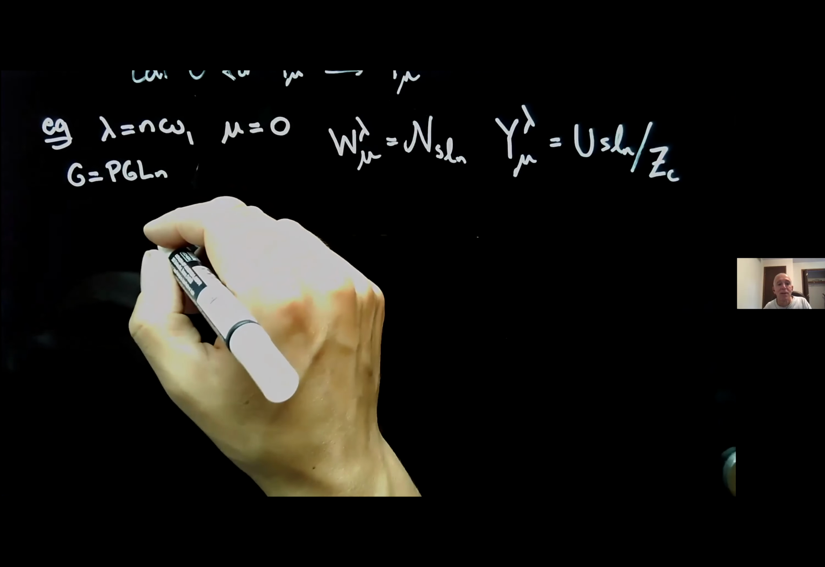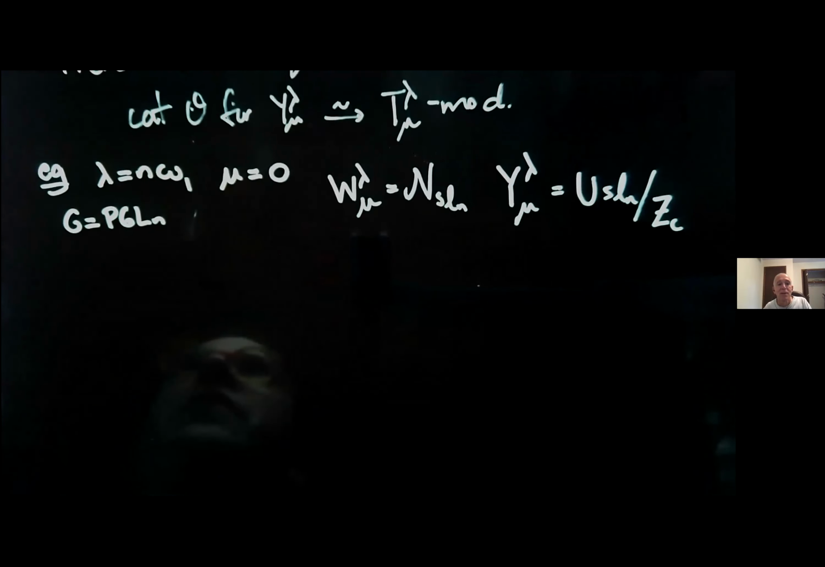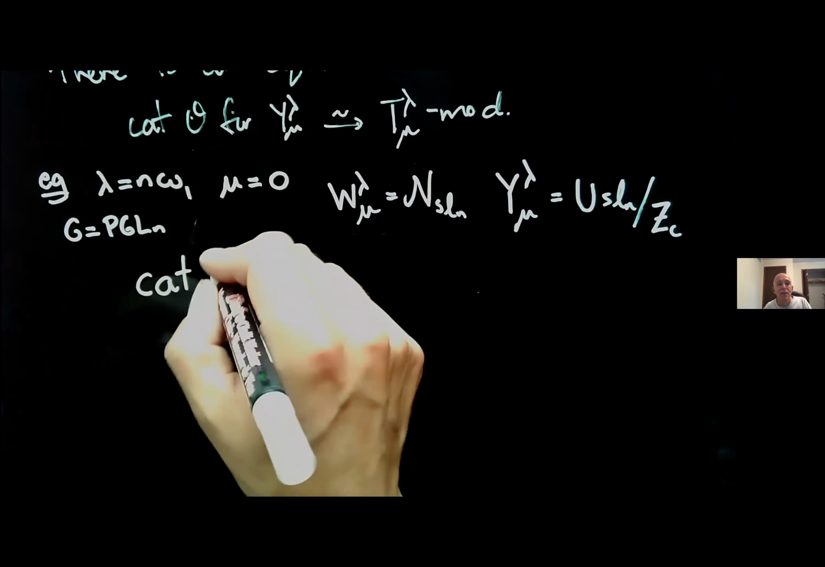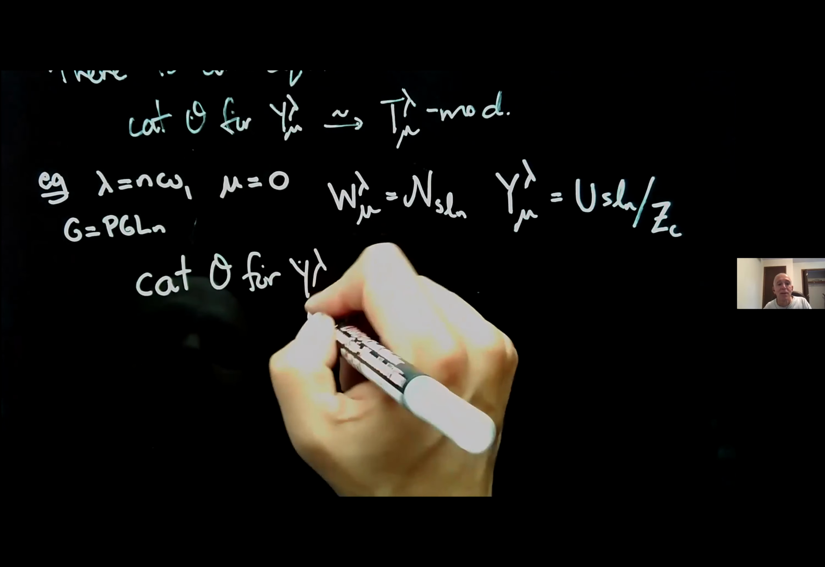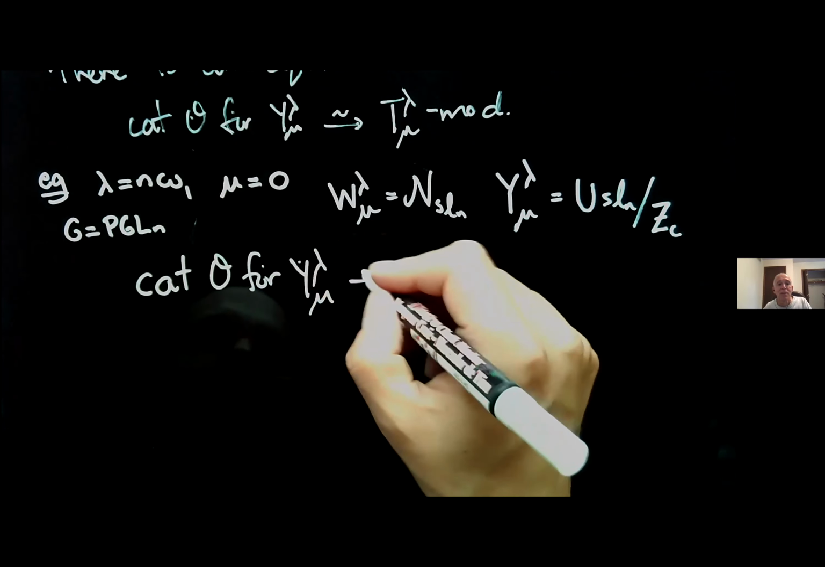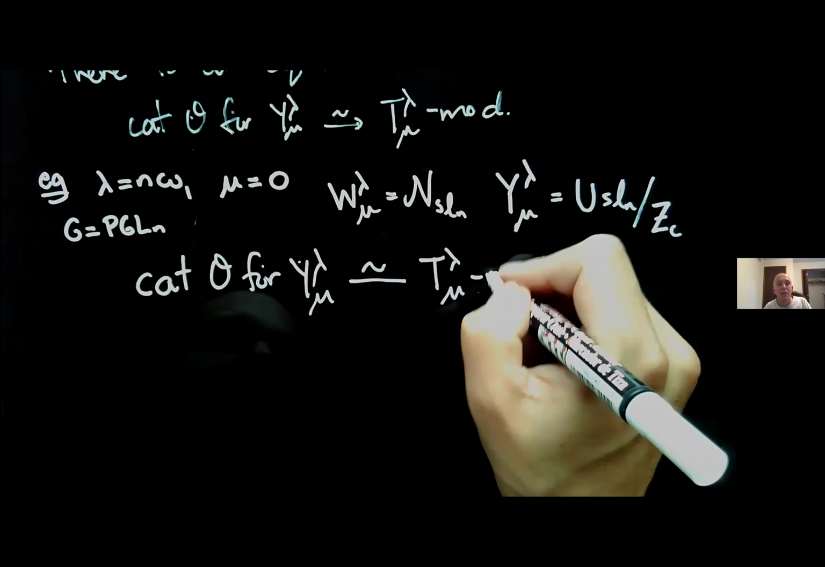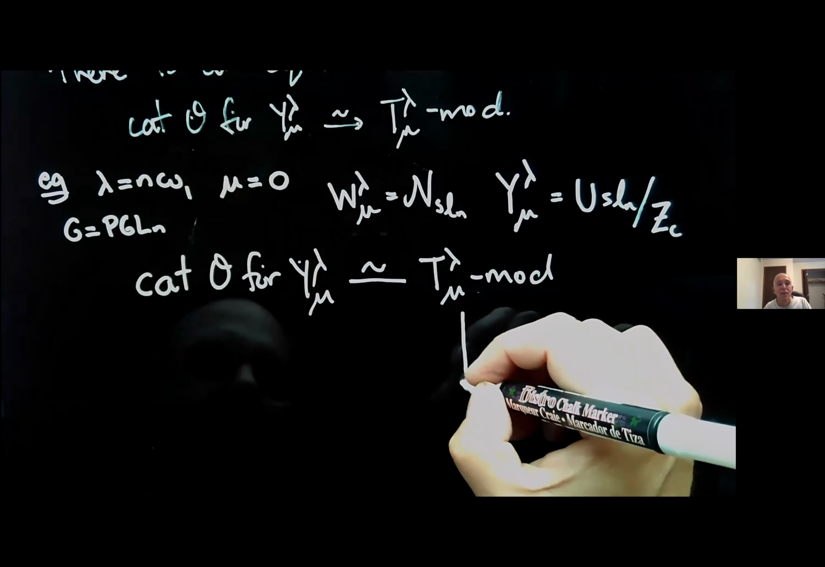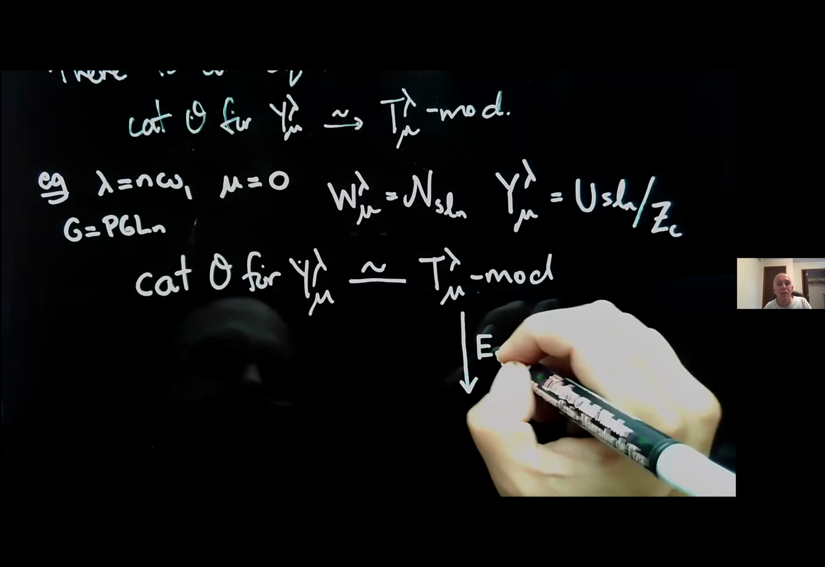So, using this equivalence, we can make the following diagram. We have category O for y lambda mu. We have this equivalence of abelian categories with T lambda mu mod. There are natural functors going back and forth. Let me just go in one direction: a functor E_i to T lambda mu plus alpha_i mod.